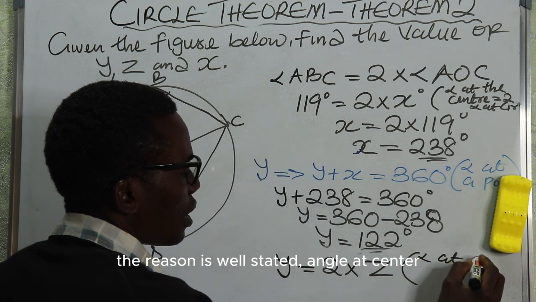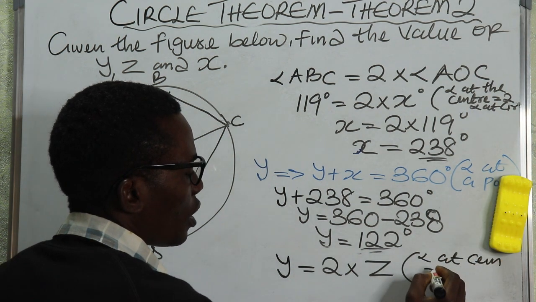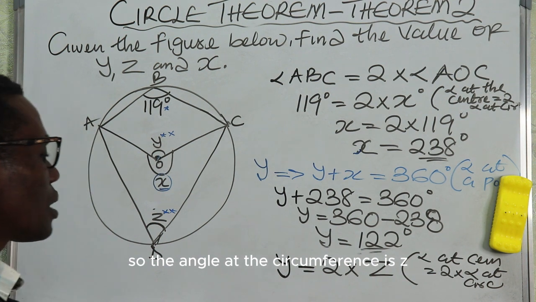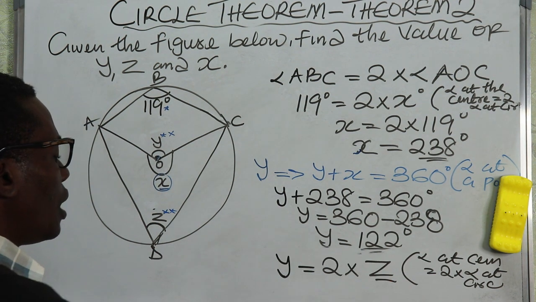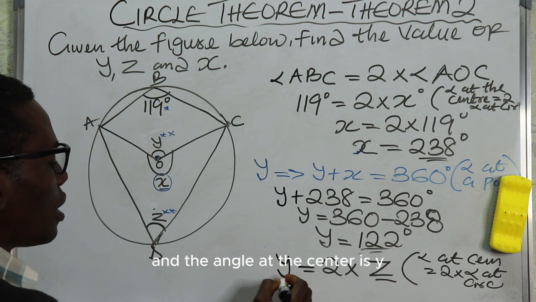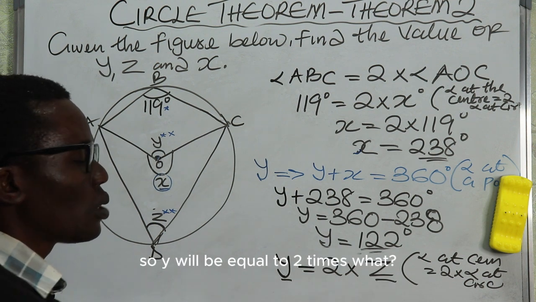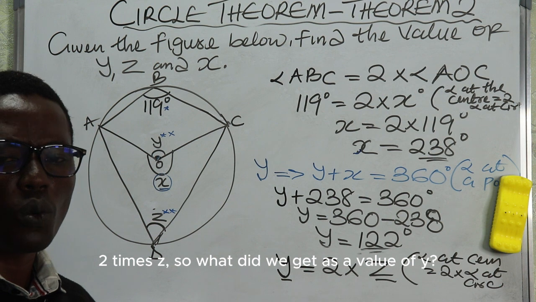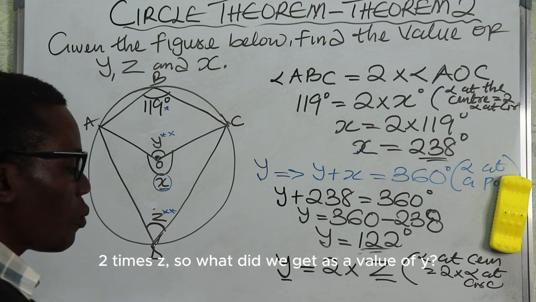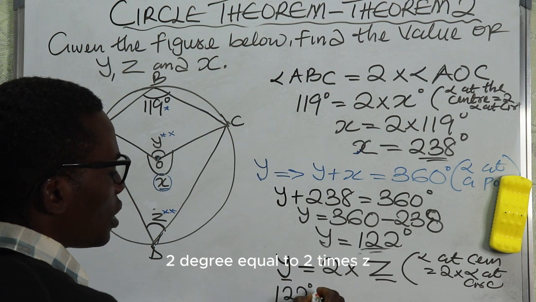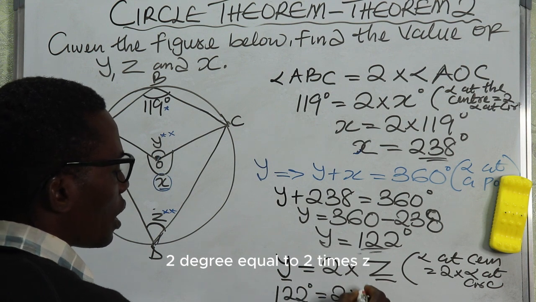Angle at center equal to 2 times angle at circumference. So the angle at the circumference is z, and the angle at the center is y. So y will be equal to 2 times what? 2 times z. So what did we get as the value of y? We got 122 degrees equal to 2 times z.